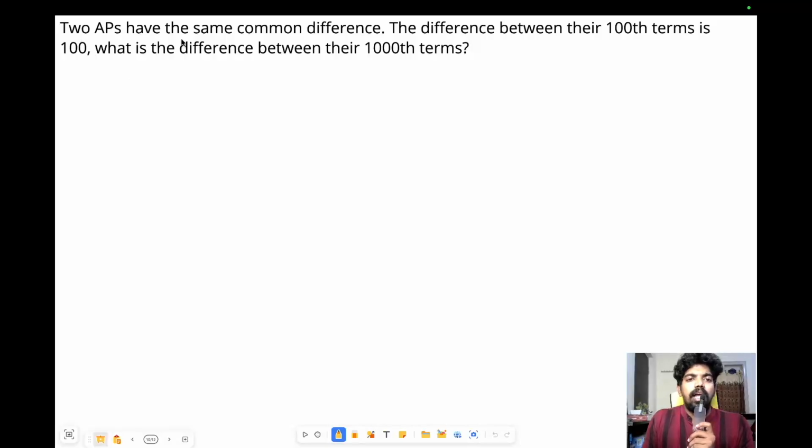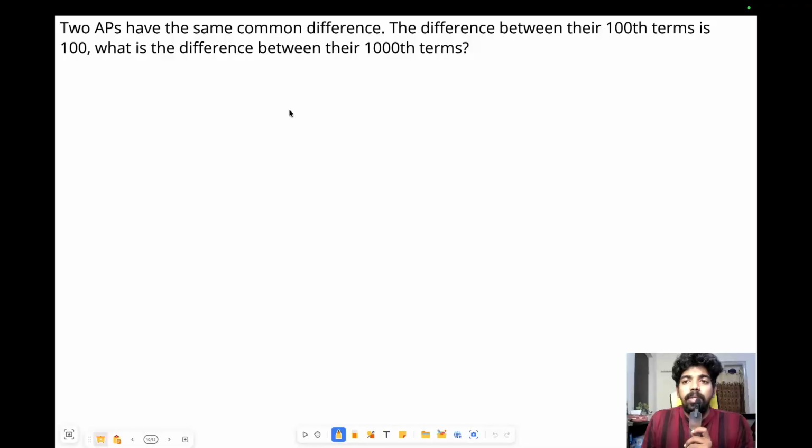Two APs have the same common difference. The difference between their 100th terms is 100. What is the difference between their 1000th terms? What are they saying? There are two APs here, not one AP. So what I will do, I will take two APs. The two APs have the same common difference.